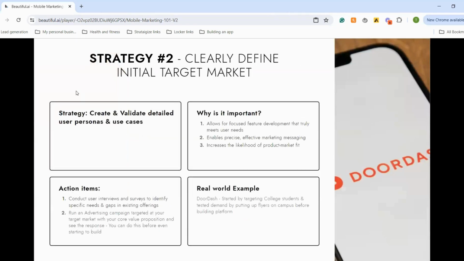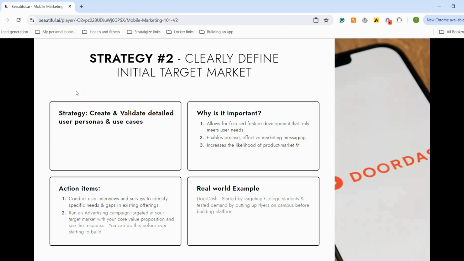The second strategy is around clearly defining your initial target market. So you want to create and validate detailed user personas and use cases for your app. Why this is important is it allows focused feature development that truly meets your users' needs, enables precise, effective marketing messaging, and increases the likelihood of product market fit.